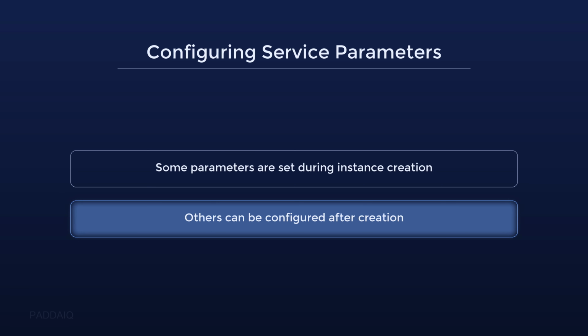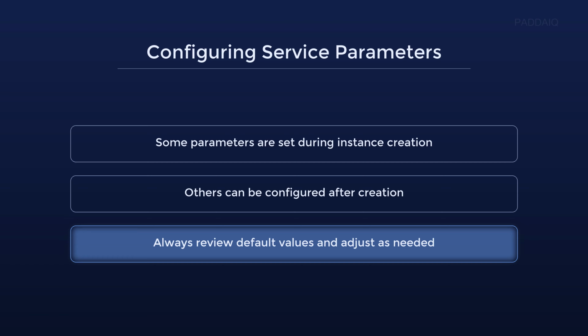Others can be configured after creation. This means you can adjust certain service settings even after the service is already running. For example, you can later increase the memory limit for an application without redeploying it. This flexibility allows you to optimize resources as your needs evolve over time.